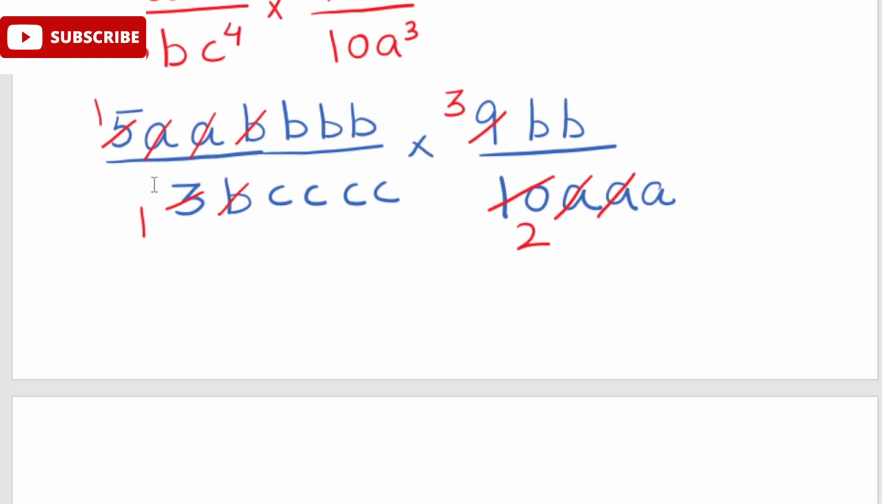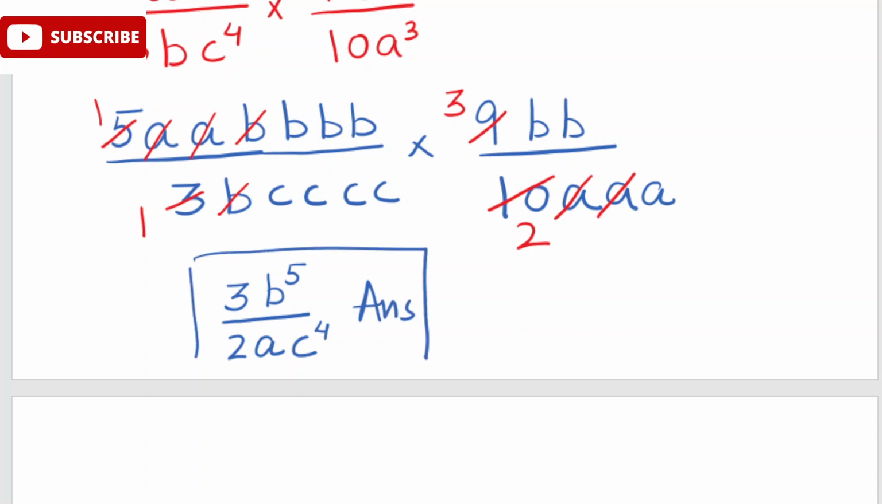Now can we cancel any other variable? No, we cannot. So the final answer will be, in the numerator, 1 2 3 4 5, so I can write 3 b power 5. Look, 5 b's are there. In the denominator, 1 2 is there, and 1 2 3 4 c's are there. So 2 1 a is left and 4 c's. This is your final answer of this part. I hope you got it.